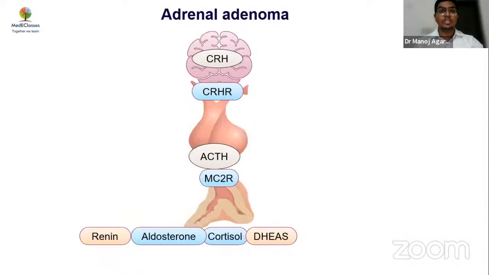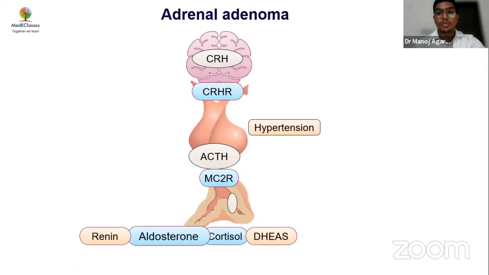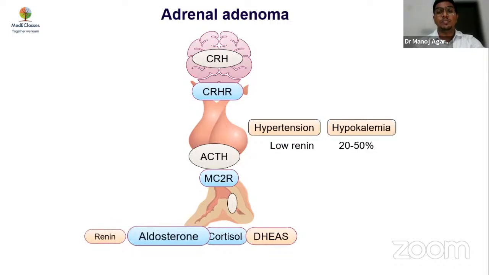So if we move toward the adrenal adenoma, it simply means an aldosterone-producing tumor. What does that mean? There will be an excessive amount of aldosterone production from the body. The patient may present mainly with hypertension, and hypokalemia is very less common. Only 20 to 50% of patients present with hypokalemia.